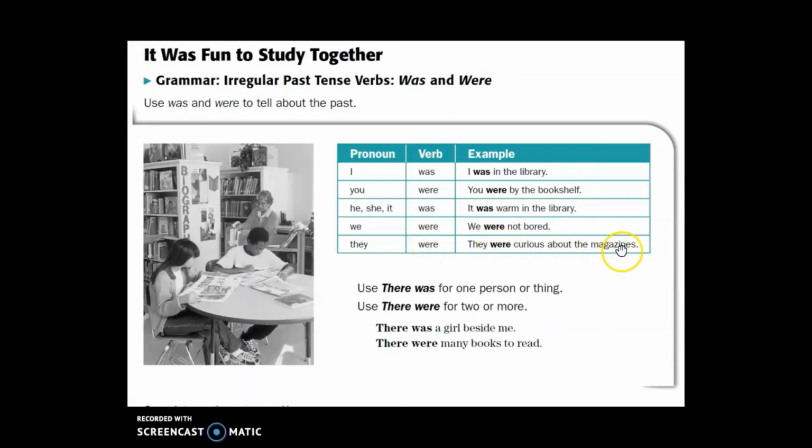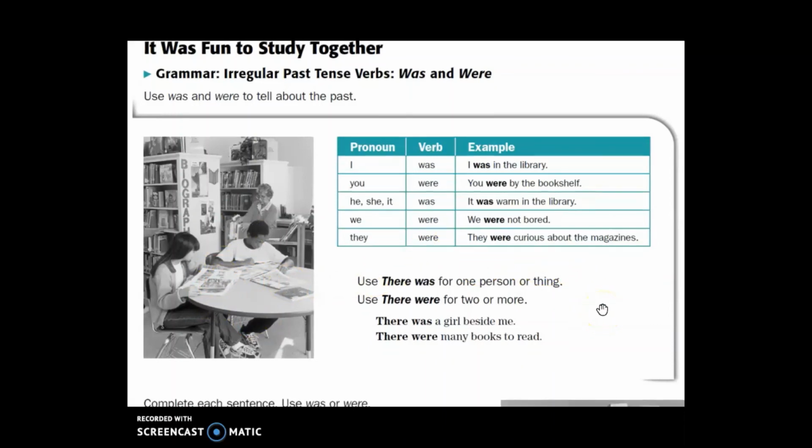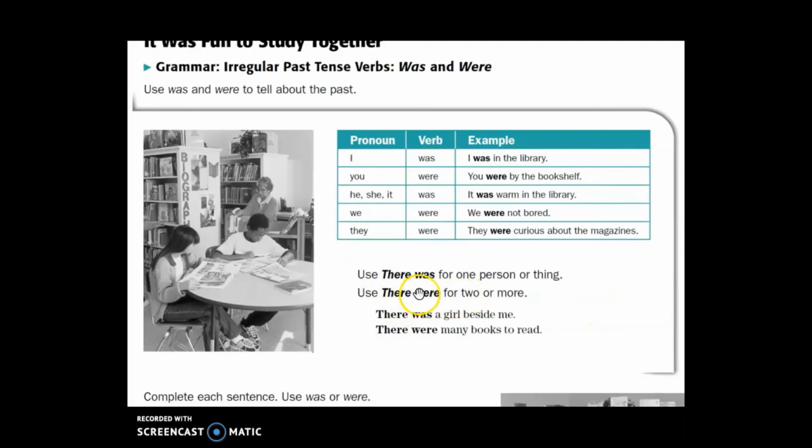curious about the magazines. So a magazine is something you buy and read. It's not a book. It's kind of like what they're looking at, a soft, small book. And it's usually published once a month, something like that. Okay, use there was for one person or thing. Use there were for two or more.